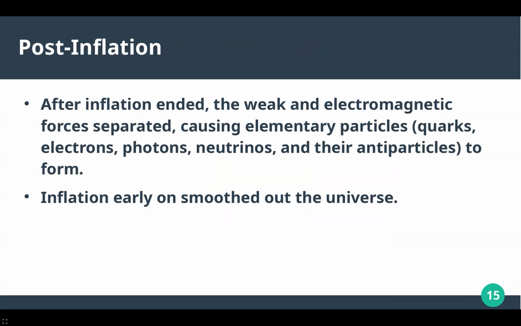Inflation early on also is our best guess for what smoothed out the universe and caused that isotropy, or constant, no privileged directions or anything like that, that we said earlier in the lecture had to be true, or had to be addressed in order for any cosmology to explain the universe and to be accepted.